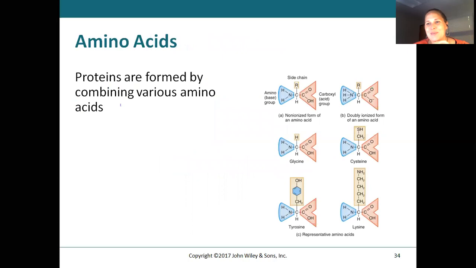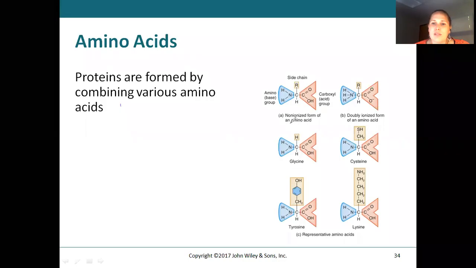Okay, so what are proteins composed of? Proteins are made up of amino acids. There are 20 amino acids. All of the proteins in your body are comprised of the same 20 amino acids, and those amino acids are joined together through a series of peptide bonds.